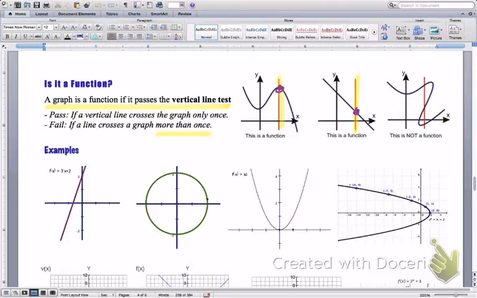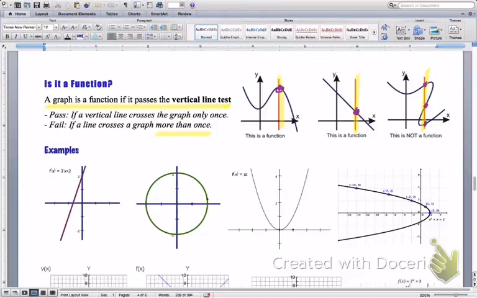The third one, here's the vertical line. We can see that it hits the graph 1, 2, and 3 times. Therefore, it fails the vertical line test. You can draw the vertical line anywhere, but if there's any place where you can draw that line and it hits more than once, it fails.